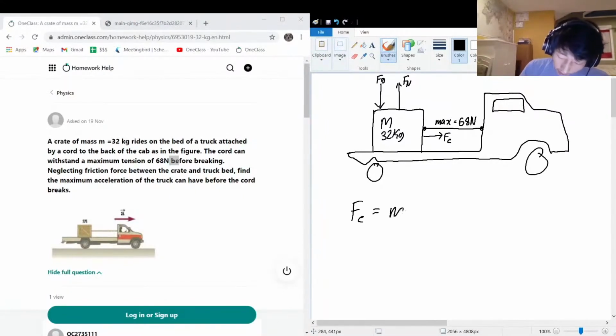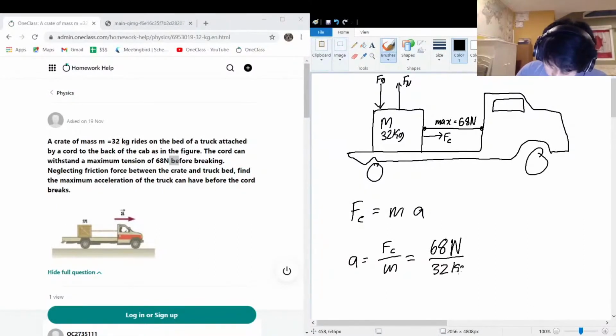So Fc is equal to mass times acceleration. The only mass involved here is the 32 kilograms given. We're trying to solve for the maximum acceleration, so a equals Fc over m. And Fc should be the maximum, because we're trying to find the maximum acceleration that we're not allowed to pass. So the moment it hits 68 newtons, with a mass of 32 kilograms, the acceleration at that time is going to be 68 divided by 32. Pull out the handy calculator. 68 divided by 32 is 2.125 meters per second squared.